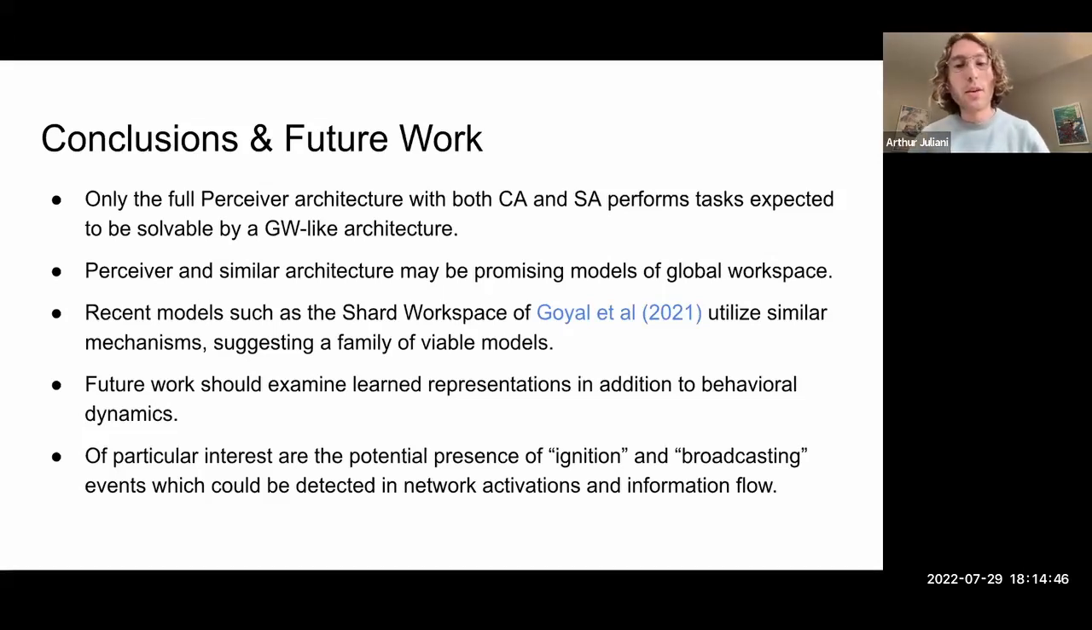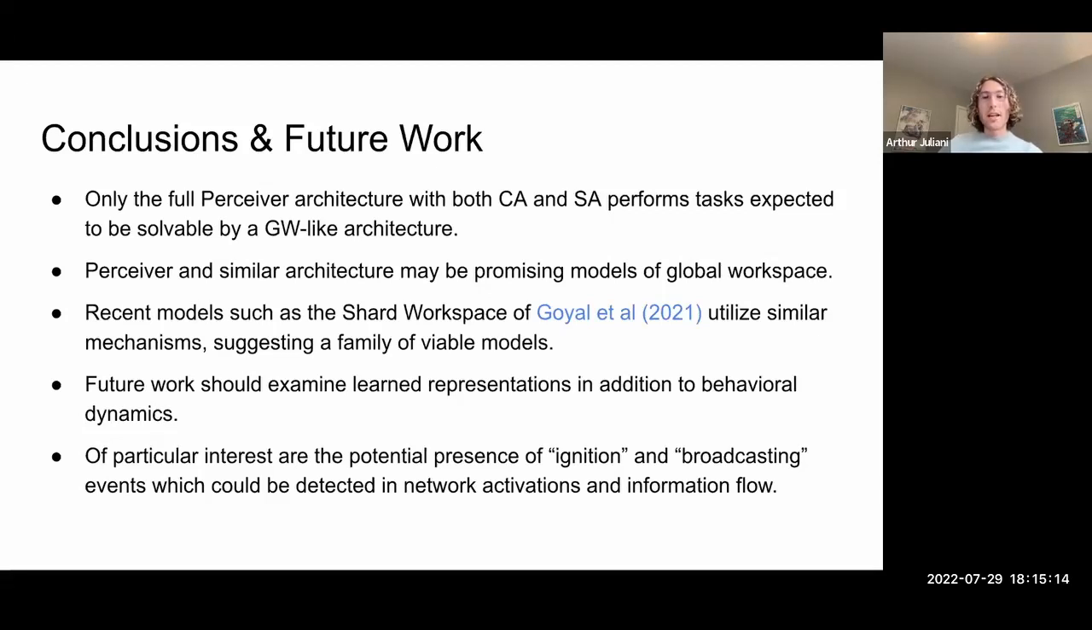Concurrently with our work, there was the release of this model called shared workspace, which actually bears a number of similarities to the perceiver architecture and was explicitly motivated by the global workspace. So it's clear that a family of these kinds of models are currently being developed, and they all have this kind of similar potential relationship. There's a lot of future work that can be done to explore this relationship more deeply.